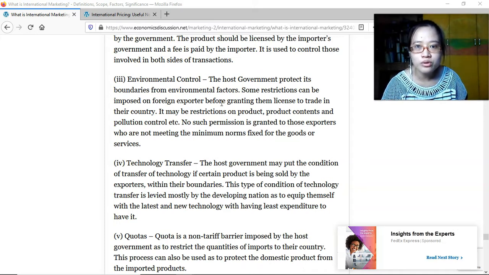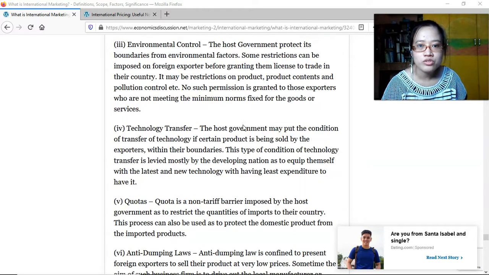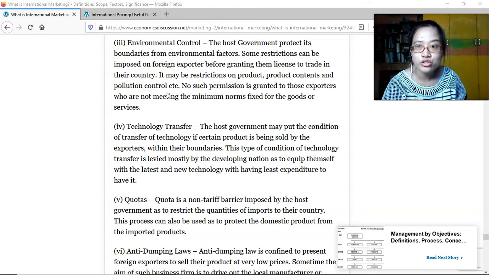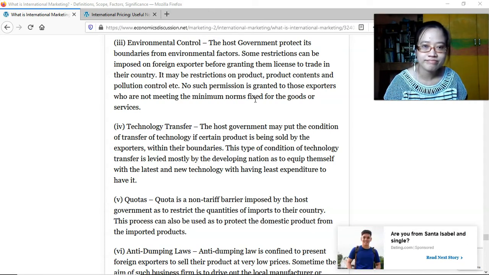Environmental control, so a country needs to protect its boundaries from environmental factors. Some restrictions can be imposed on foreign exporters before granting them a license to trade in the country. Restrictions on product contents, pollution control, packaging in the form of biodegradable materials, or how much plastic content it has, or other content that could affect the environment.